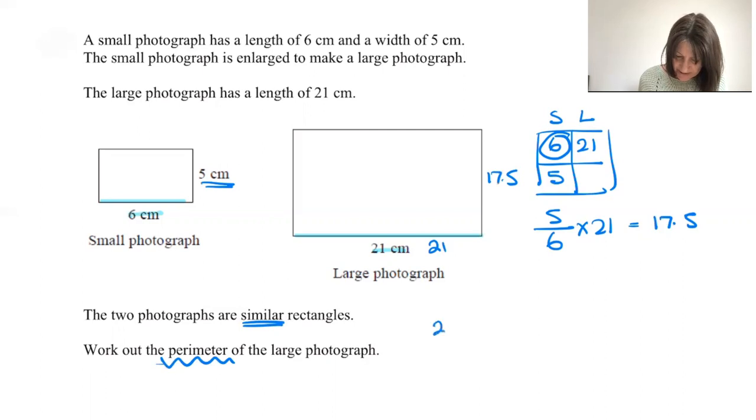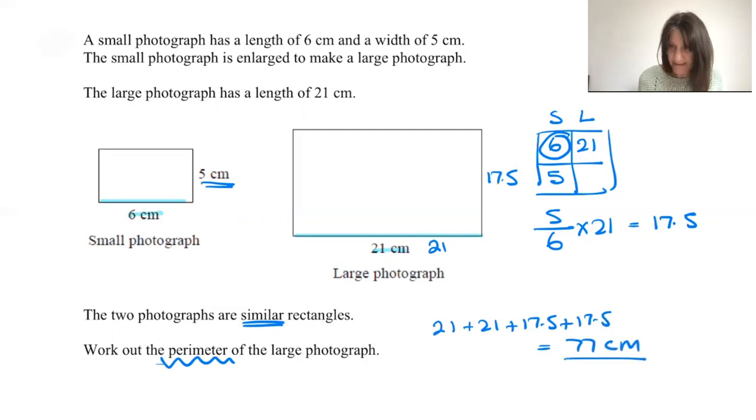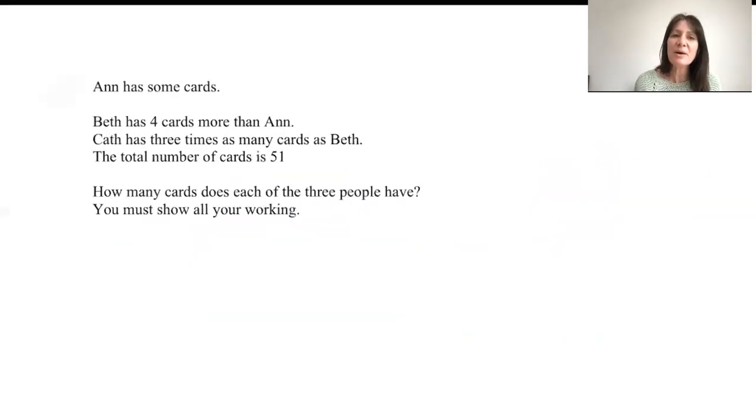So that would be 21 plus 21 plus 17.5. Obviously, you could add them and then double it, whatever works for you. And don't forget your units. So that one was 77 centimeters. The key being similar for that particular question. Okay, there's the next one. Pause and press play when you're ready.